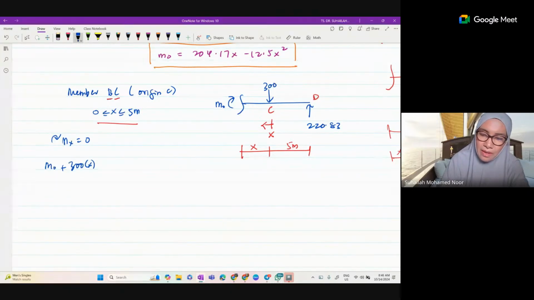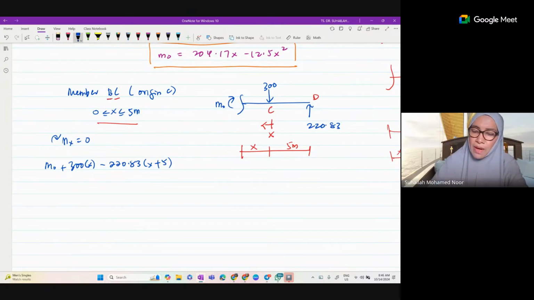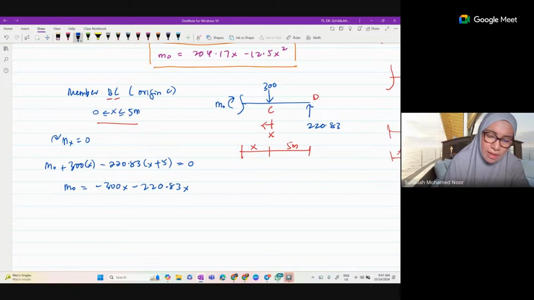300x. 300x we minus by 220.83 times x plus 5. Okay, x plus 5. So this is equal to 0. So we get M naught is equal to, kira lah. Okay, so kita dapat sini negative 300x minus 220.83x minus apa? Minus, ni negatif, ni jadi minus, okay, negative 300. Plus lah. Plus, negatif jadi plus.